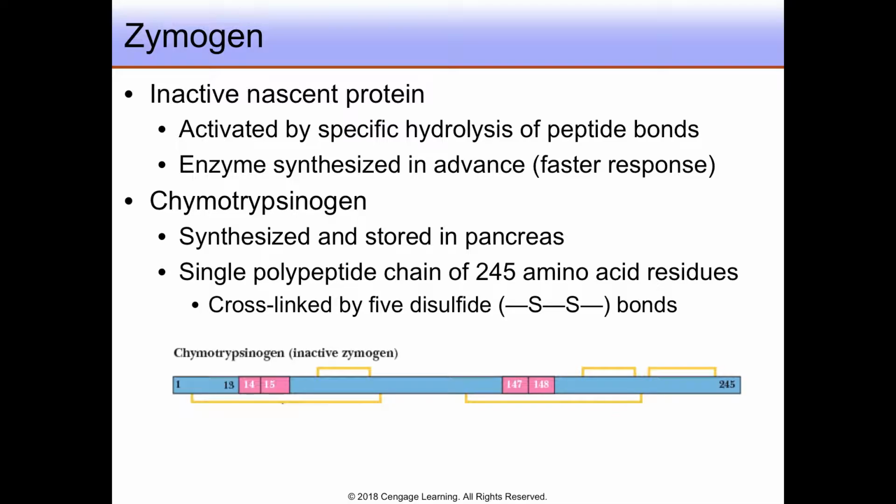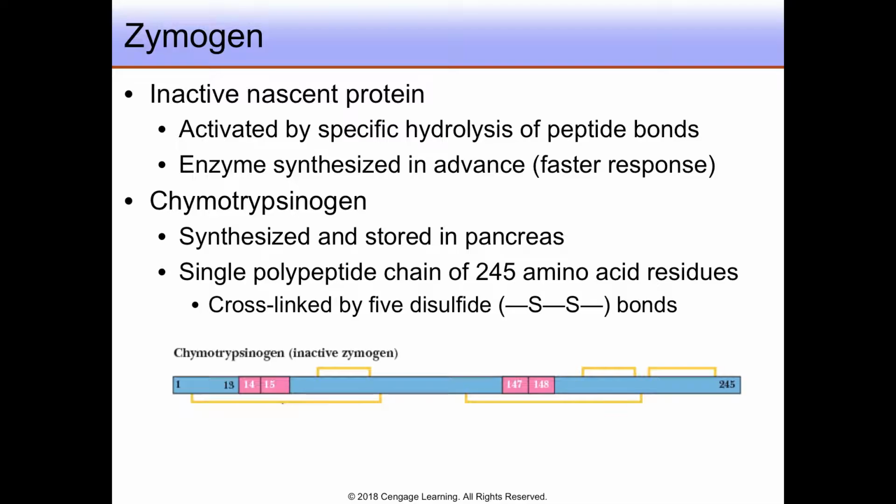The benefit of this method is that the protein has already been synthesized and only needs some modification to become active, so a fast response to the cell's need is possible. An excellent example is the digestive enzyme chymotrypsinogen. Hopefully that name looks familiar, since it is the zymogen form of an enzyme we've already considered, chymotrypsin.